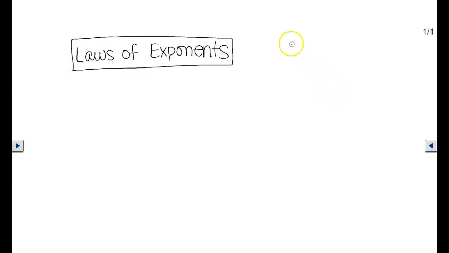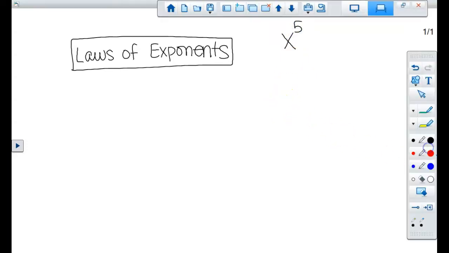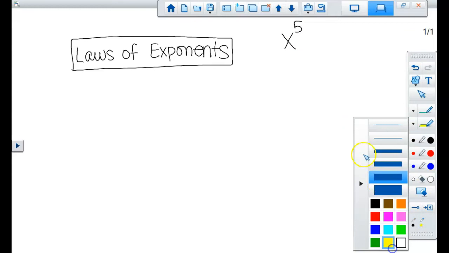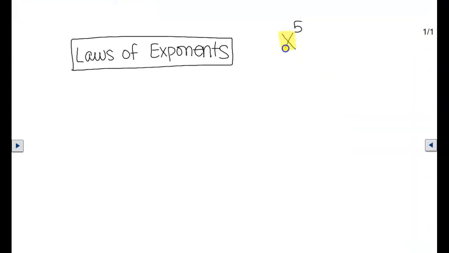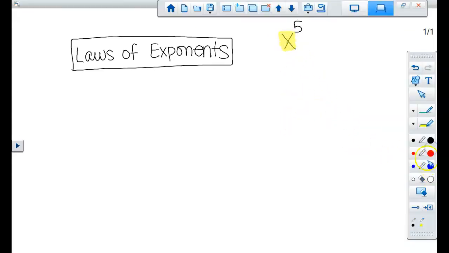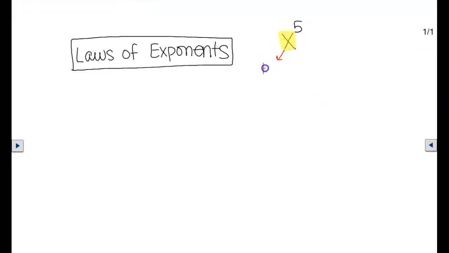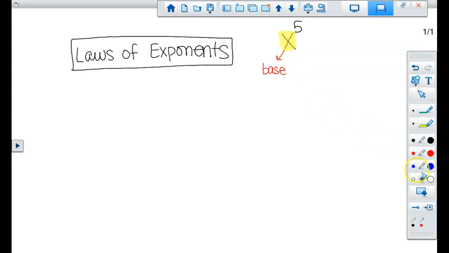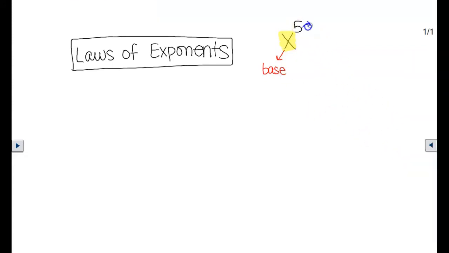So we know if we have something like x to the 5th power, we talked about the fact that x is called the base in that expression, and that the 5 then is the exponent. So this x is our base, and that 5 is the exponent.